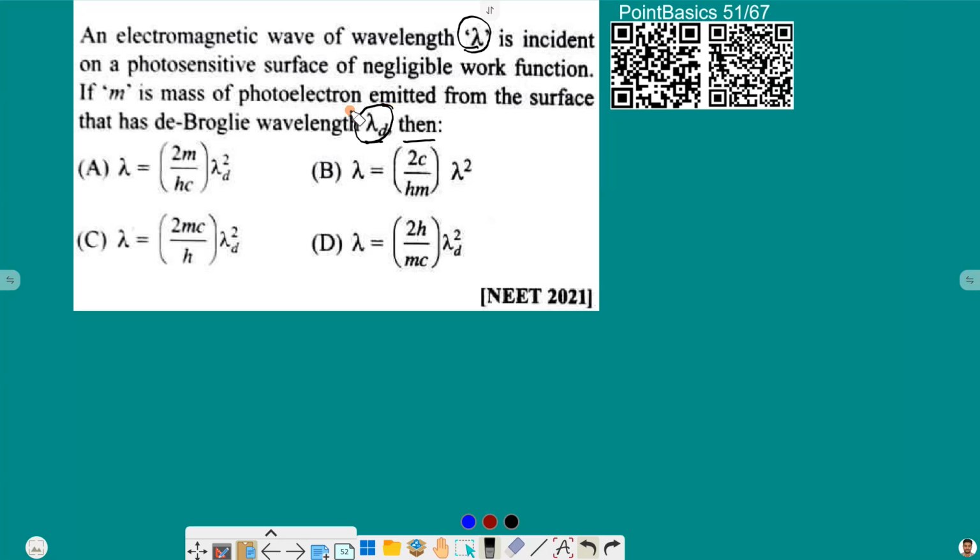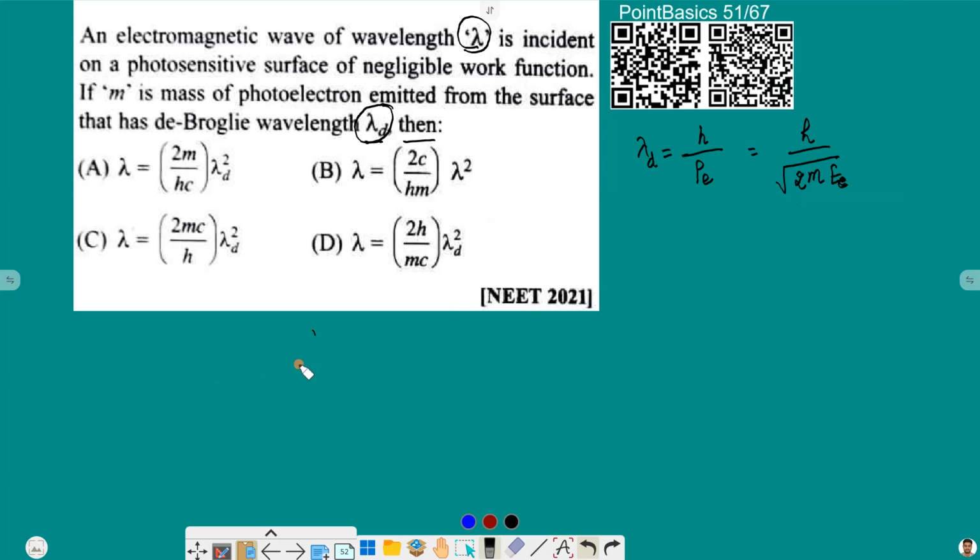So we know that the de Broglie wavelength of the electron, lambda d, will be equal to h by the momentum of that emitted electron, and that momentum can be written as under root 2mE, where m is the mass of the electron and E is the energy of that electron. Now this energy is the energy acquired by the electron. Let me explain it in slight detail.